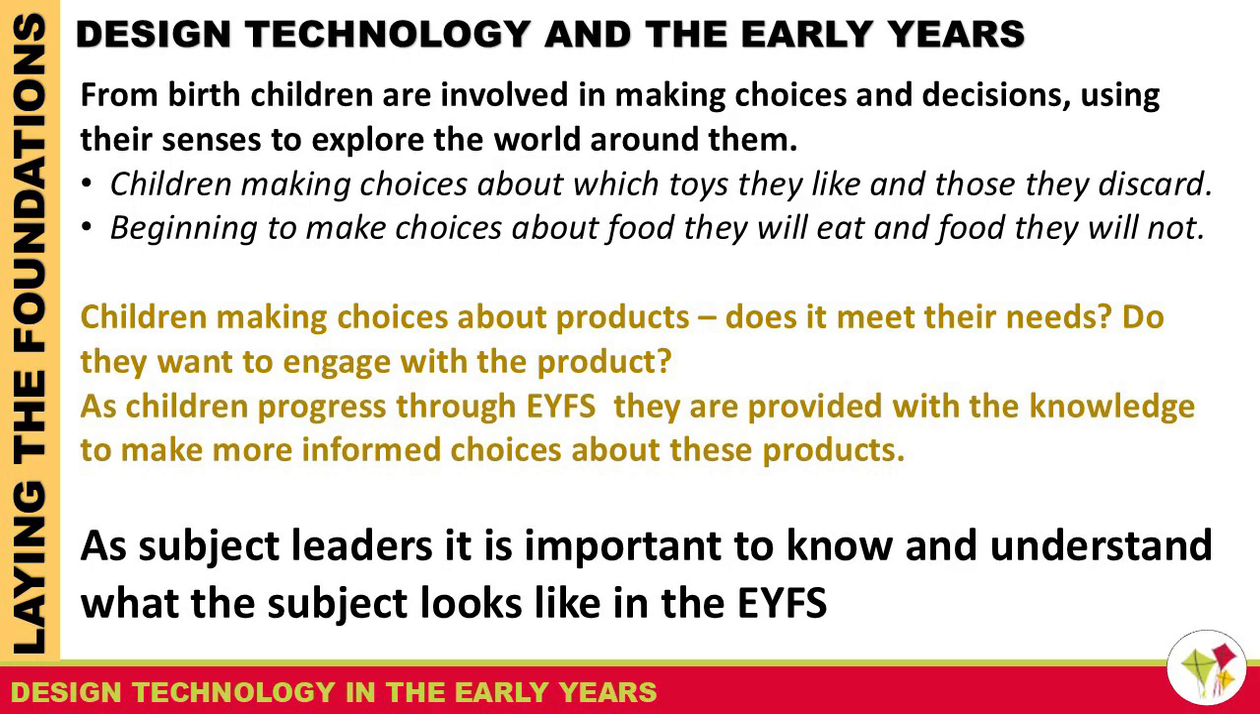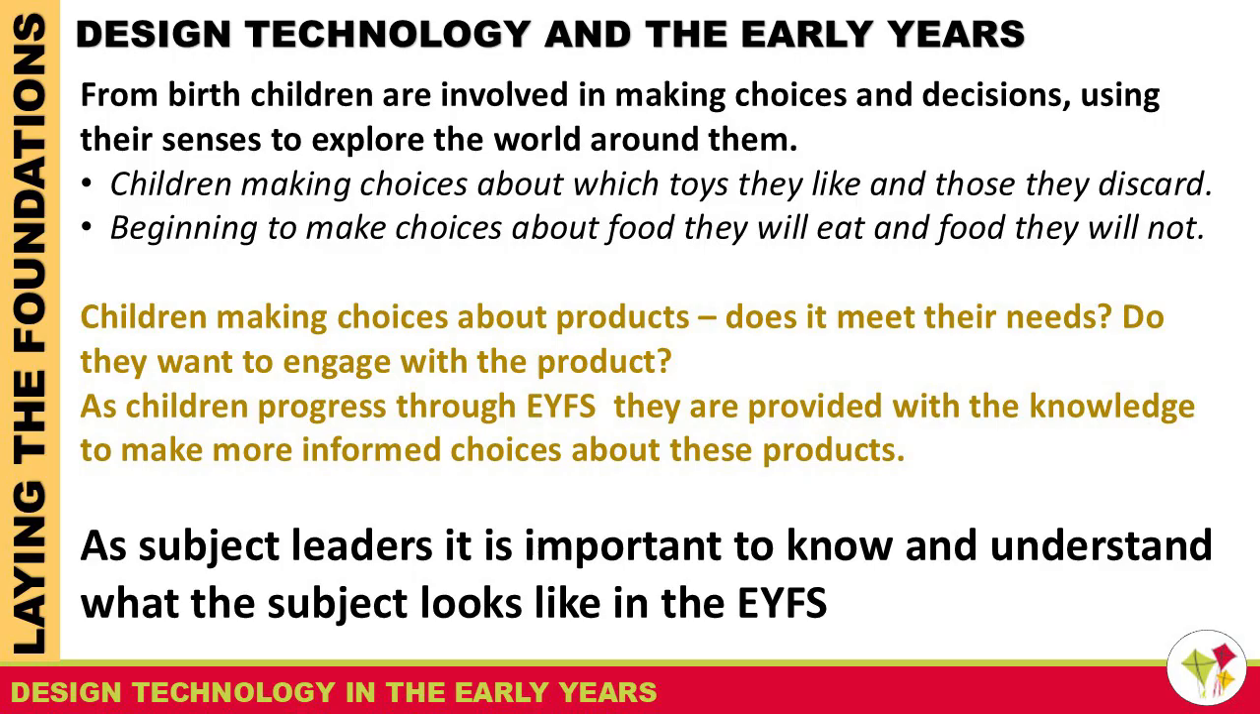From birth, children are constantly interacting with a range of products, whether they be food products that they eat or toys that they play with. For the first 2 years of life, children play by exploring things that are given to them or are in their immediate environment. Gradually, they begin to make choices about them, whether they like the food that they are given or whether they like the toys that they are given to play with. They are already beginning to evaluate products in terms of do they like them, do they like what they do, and do they meet their needs.